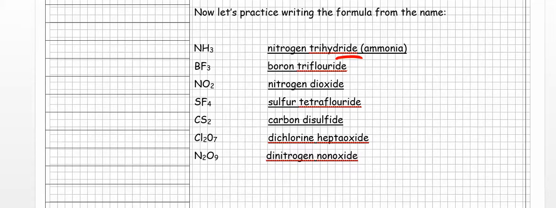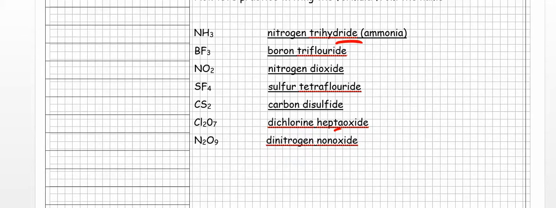Dichlorine heptoxide. Notice this time I left that first vowel in there, the A. That's okay again, but it's really preferable not to do that. But I just wanted to put that so that you could see that it's kind of optional. Most people don't put it, but if you put it, it's not the end of the world again.